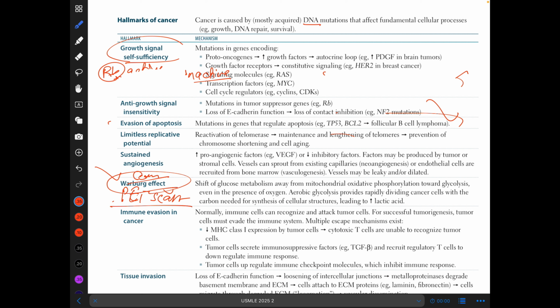And they say aerobic glycolysis provides rapidly dividing cancer cells with the carbon needed for cell structure, leading to increased lactic acid.